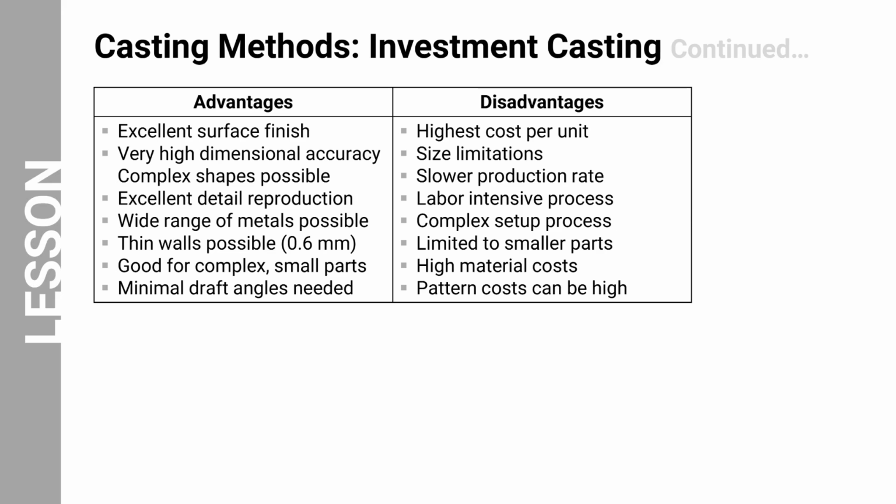However, these advantages come with significant drawbacks. Investment casting has the highest cost per unit among casting methods and faces notable size limitations. The process operates at a slower production rate and is labor-intensive, requiring a complex setup process. It is primarily limited to smaller parts, involves high material costs, and the pattern costs can be substantial.